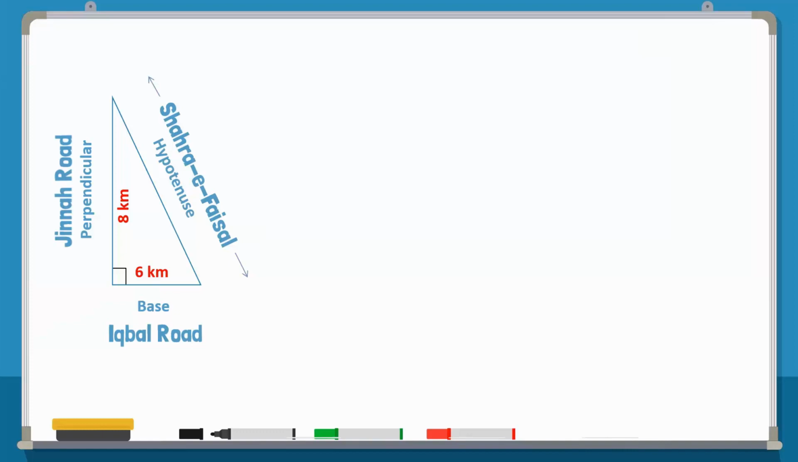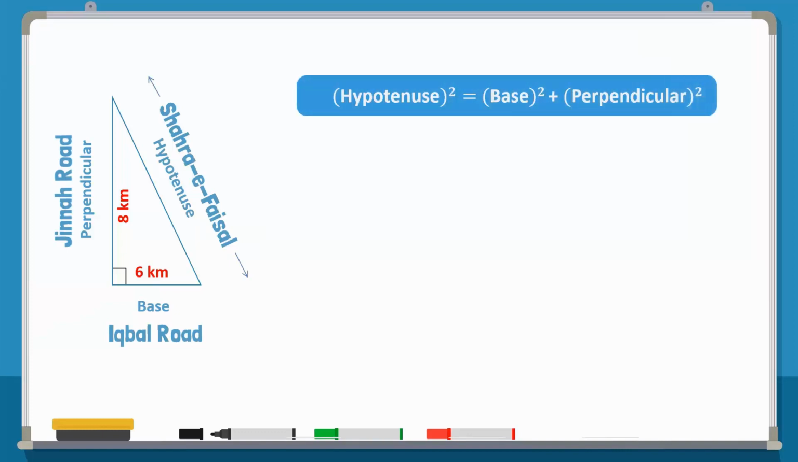The Pythagoras theorem states that in a right-angle triangle, the square of the hypotenuse is equal to the sum of the squares of the other two sides. Applying the Pythagoras theorem to Asif's route, the square of the length of Share Faisal would be equal to the sum of the squares of the lengths of Iqbal Road and Jinnah Road.